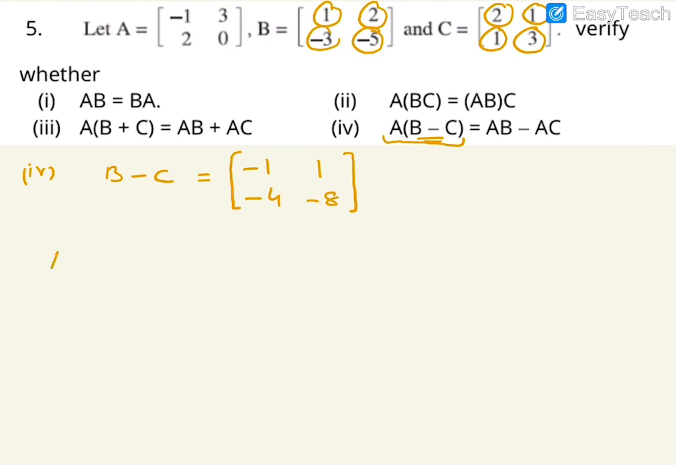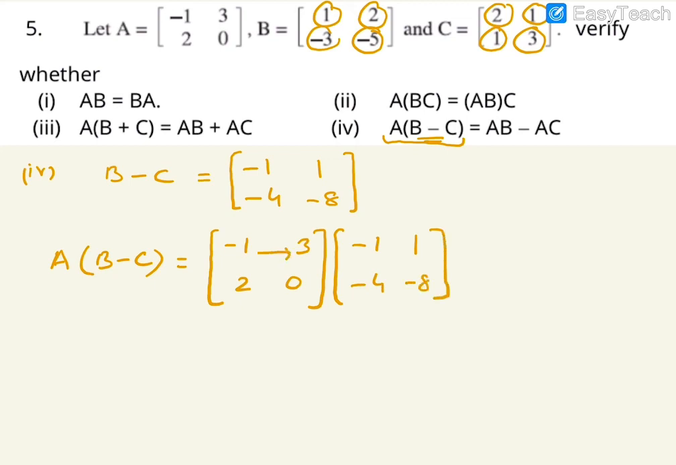Now A into B minus C. A times B minus C. So what is A? First write A: minus 1, 3, 2 and 0. And then write B minus C, multiply both. So this row will multiply with this column and the same row will multiply with this column.